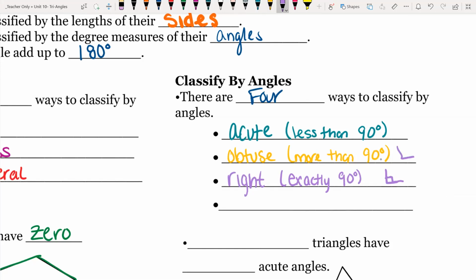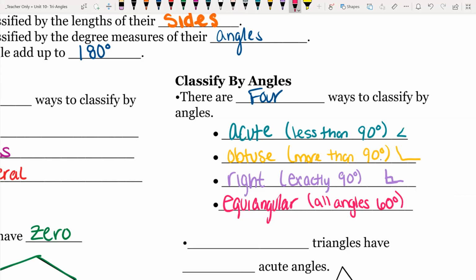Obtuse is a really wide angle, and acute is a really small angle. And then the last one is equiangular, which means all angles are the same, or in this case, 60 degrees. Okay?